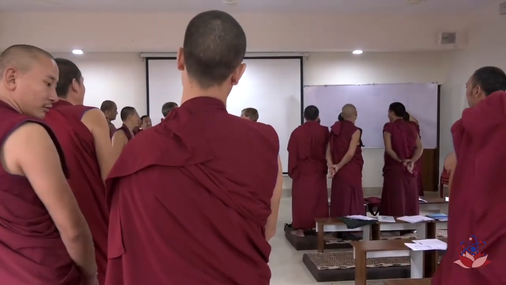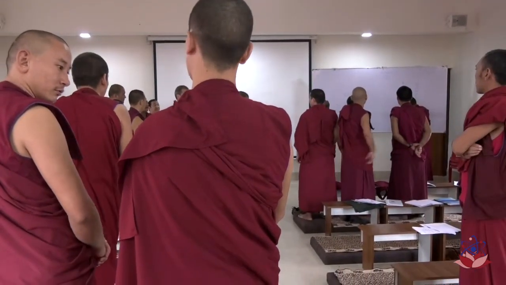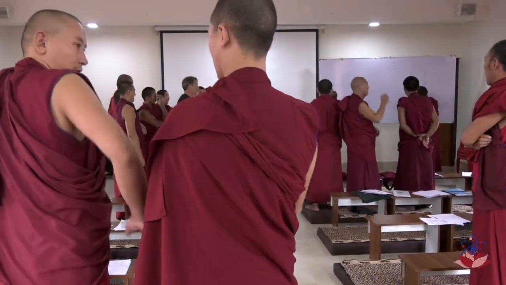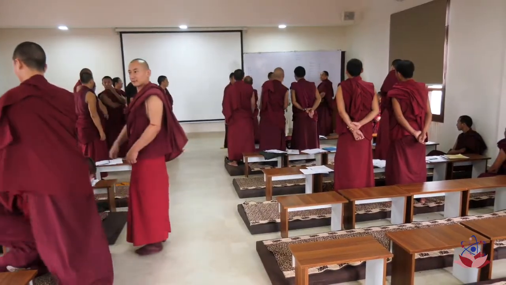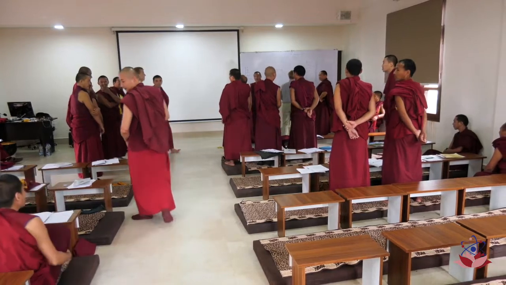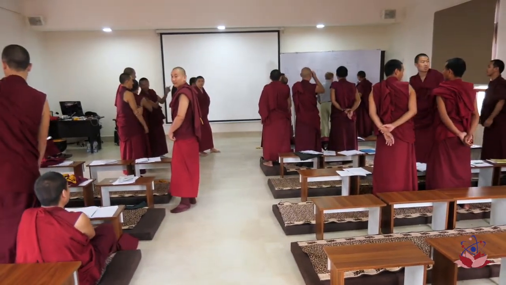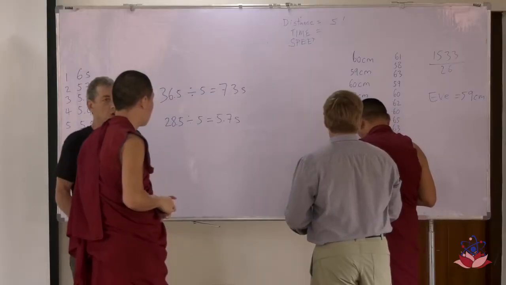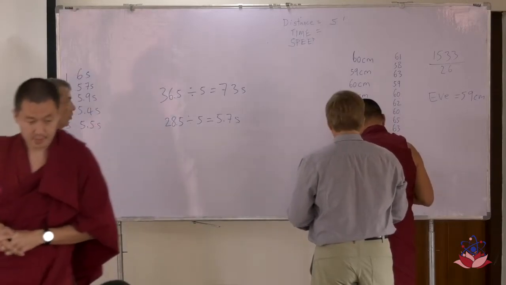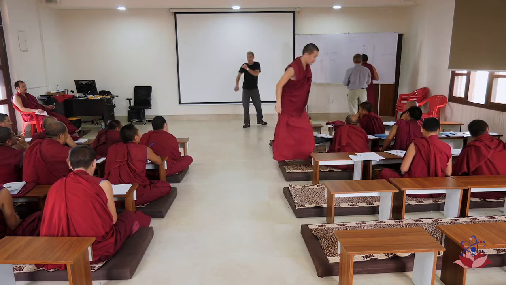That's enough. We're going to average them. 26. That's close enough. Just average them all. I think there's 26. Okay, so we're getting the average arm length.